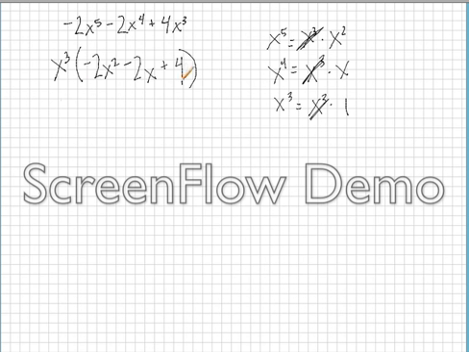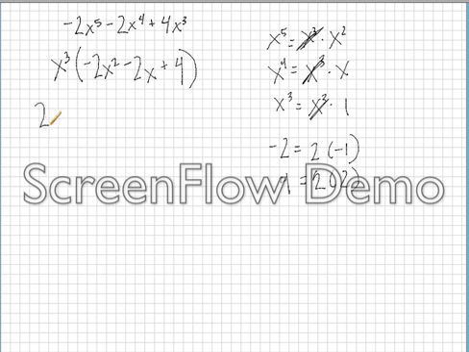The other thing I notice is when I look at the coefficients, the terms attached to my x terms, these are all even numbers. So that means they're going to share a factor of 2. So I'm going to repeat the process and factor all of my coefficients. Negative 2 is equal to 2 times negative 1. Negative 2, that's the same. And then 4 is equal to 2 times 2. So I'm now going to remove a 2.